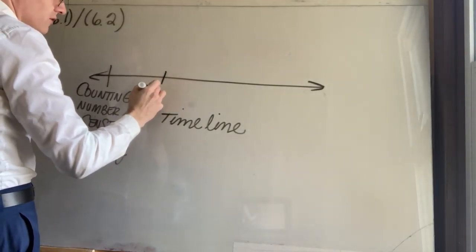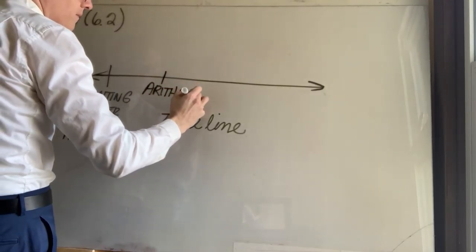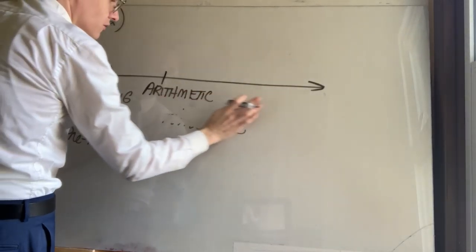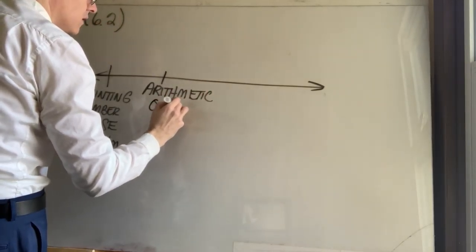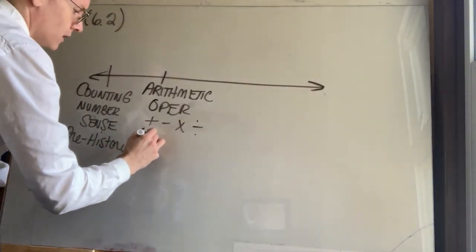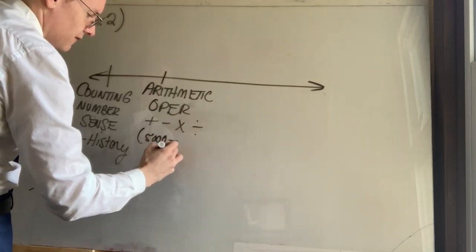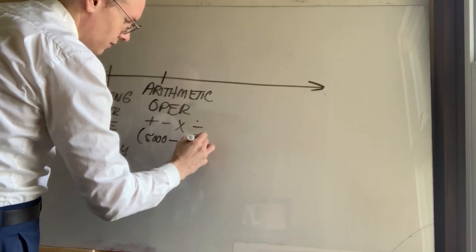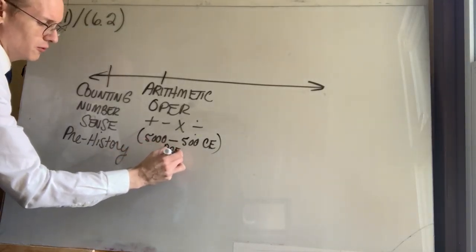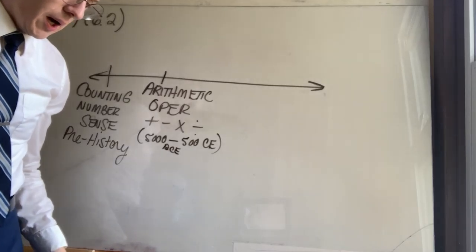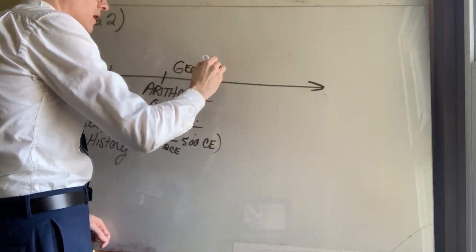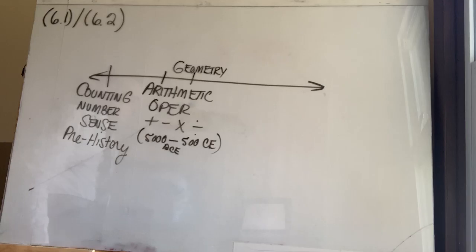As far as arithmetic is concerned, that's when we have actual written symbols of some sort, and the operations, like addition, subtraction, multiplication, and division. I'll give you a rough estimate of time. This is not something you're going to be tested on, but let's just say 5000 BC to maybe 500 CE or AD. BCE, before the Common Era, and then the Common Era. Geometry also around this time. It would make sense that arithmetic perhaps was first, but concurrent with geometry.